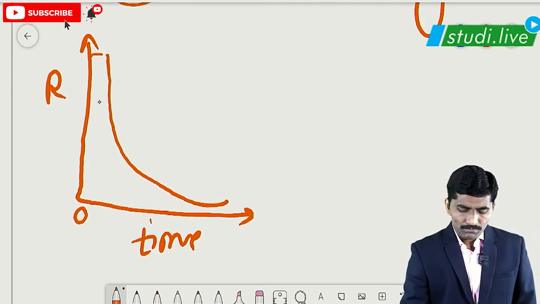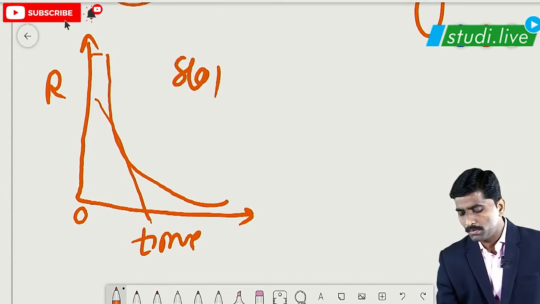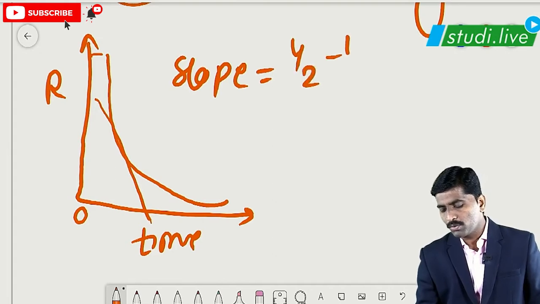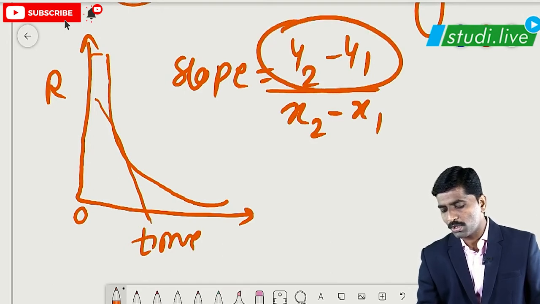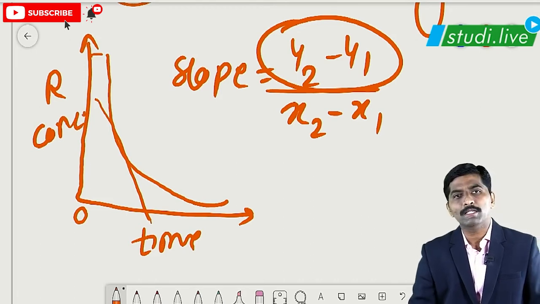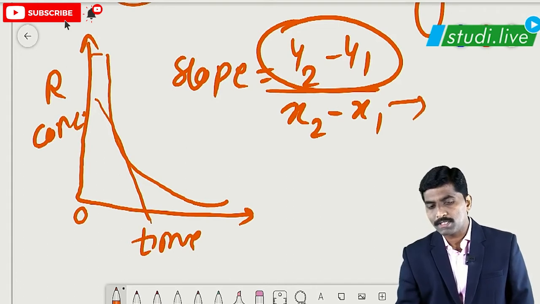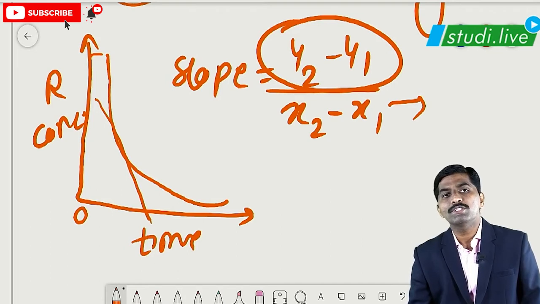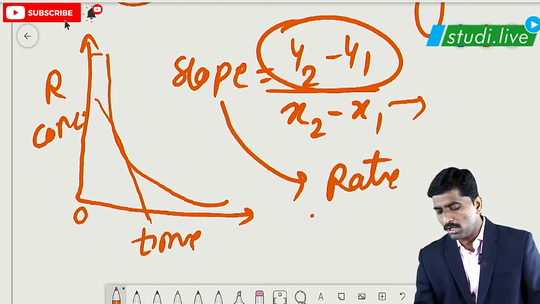To this graph, if I plot a tangent, this tangent will have a slope, and slope we know is given as what? y2 minus y1 upon x2 minus x1. But what is present on our y-axis? This is reactant concentration, correct? So, change in concentration upon x2 minus x1, this represents what? Time change. So, change in concentration upon change in time is nothing but slope, that is nothing but rate of reaction.